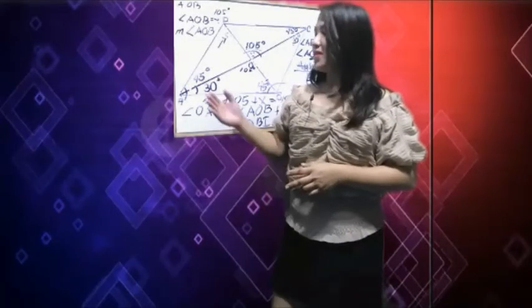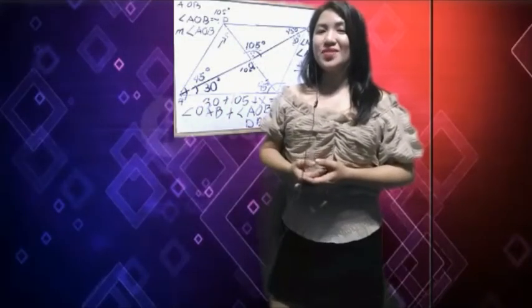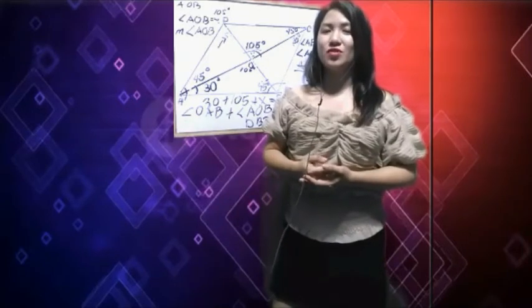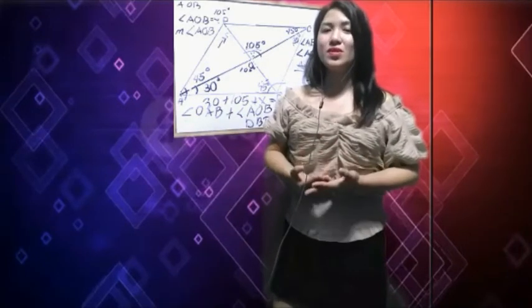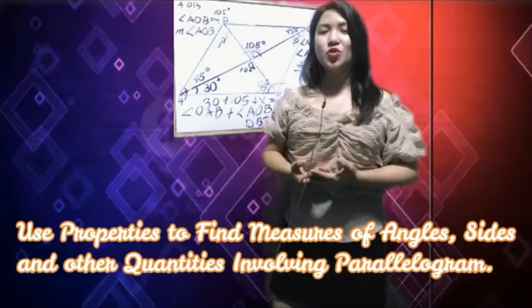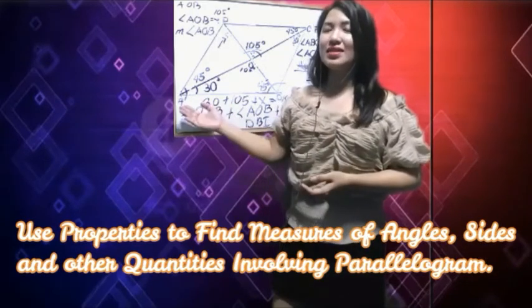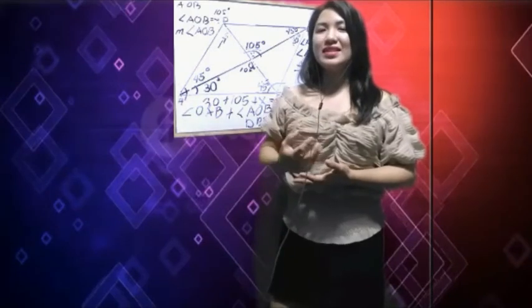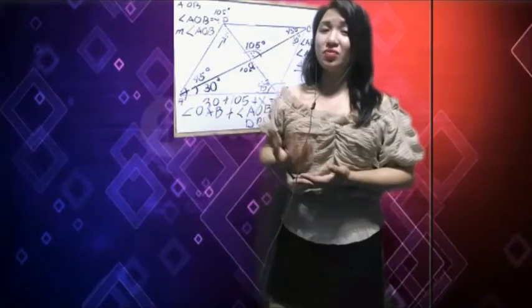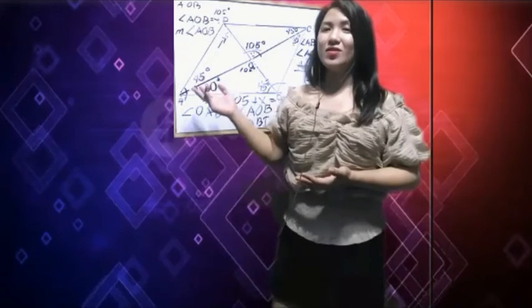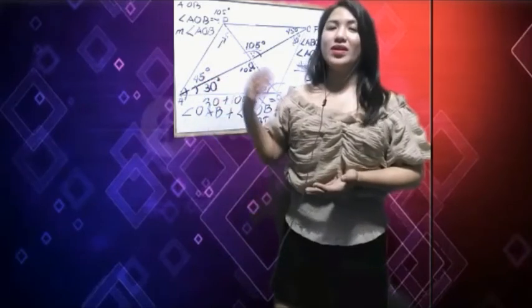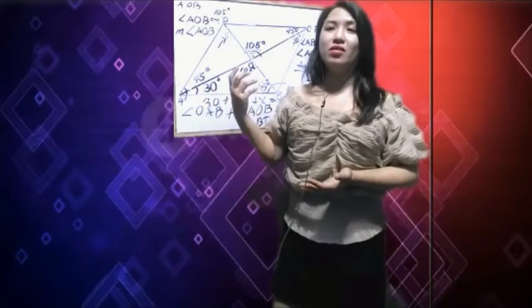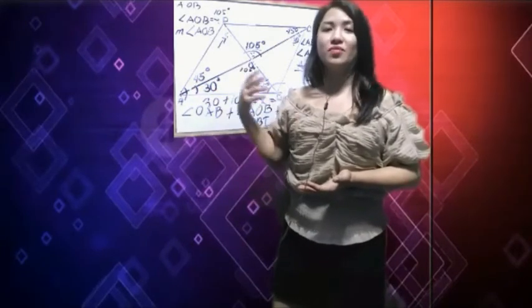Alright, now let's wrap up what we have discussed for the whole Mathematics 9 Quarter 3 MELC 2 module, which has the title of Use Properties to Find the Measures of Angles, Sides, and Other Quantities Involving Parallelograms. So the whole discussion revolved around solving those missing angles, sides, and other quantities that were asked, from all of the examples that I have shown to you.